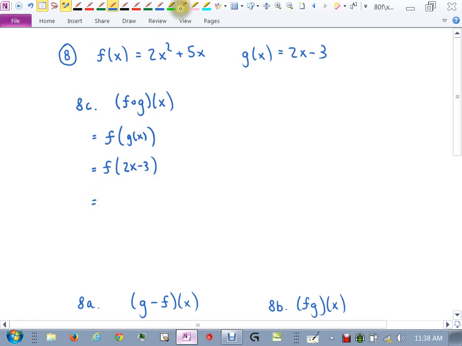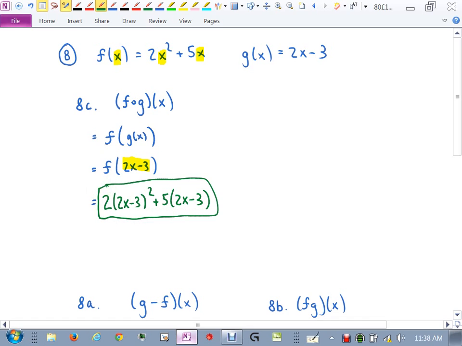Now that means I'm going to go to my f function. Everywhere I see an x, I'm actually going to replace it with 2x minus 3. So it becomes 2 times (2x minus 3) squared plus 5 times (2x minus 3), which I will accept on the test as your answer. You can clean that up. You can expand it all out.